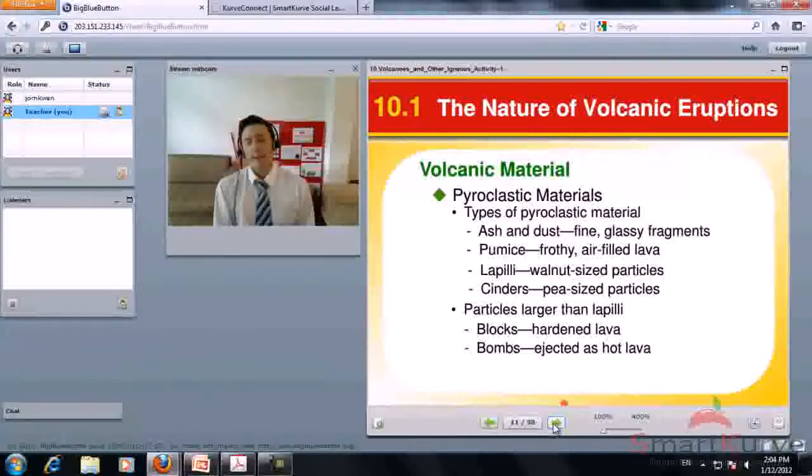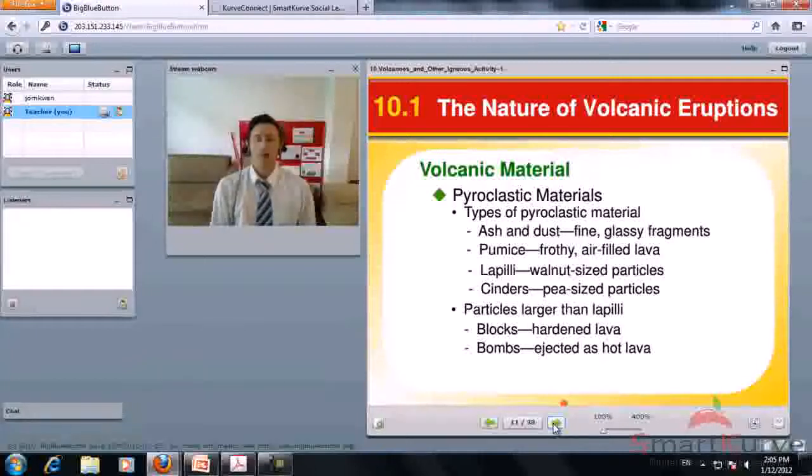Then lapilli, which are walnut-sized particles, and you see a lot of that at Mount Fuji. Then cinders, which are very small pea-sized particles. But yeah, the lapilli is what I saw when I climbed Mount Fuji. A lot of particles about this big. And all of them the same, like red-brown color. And they're supposed to be very bad luck if you take one home.